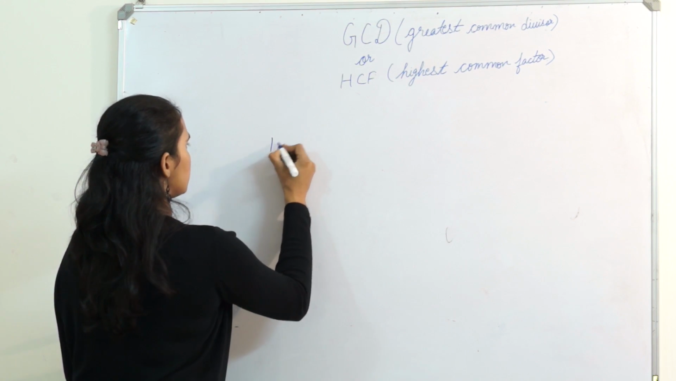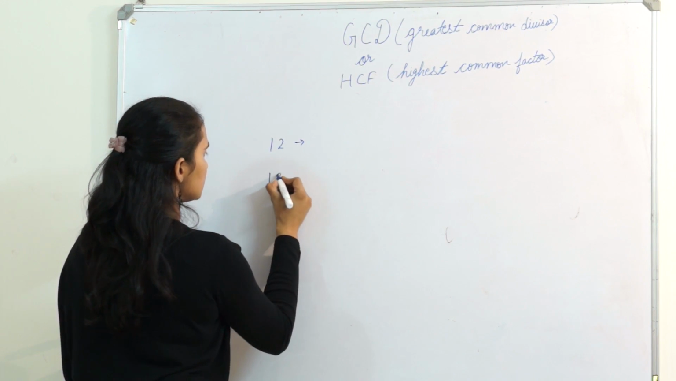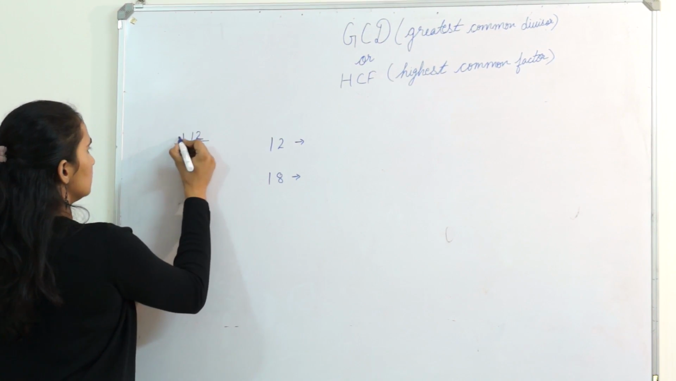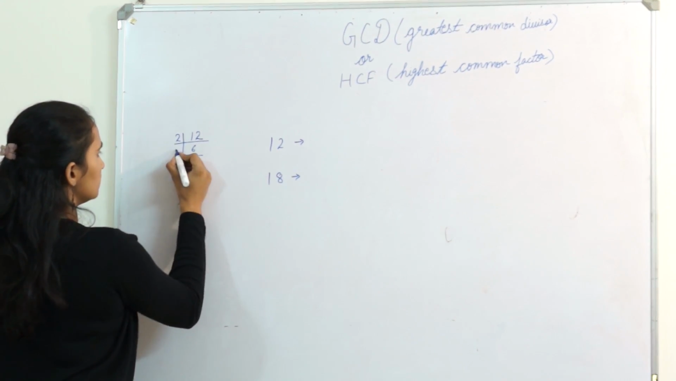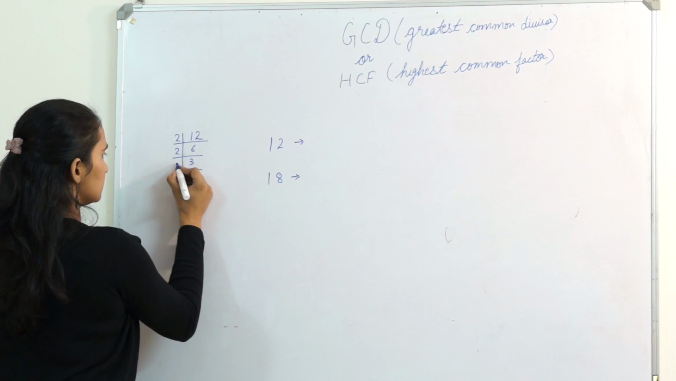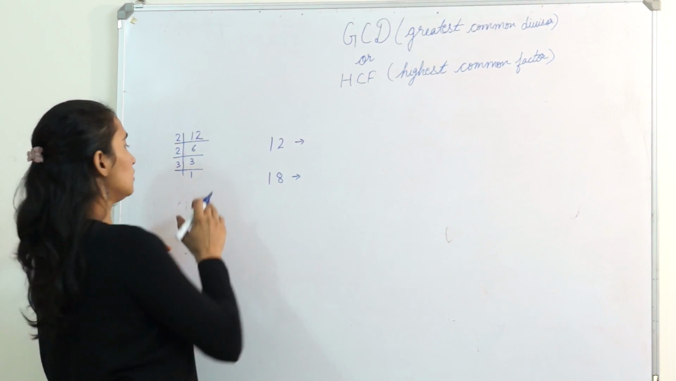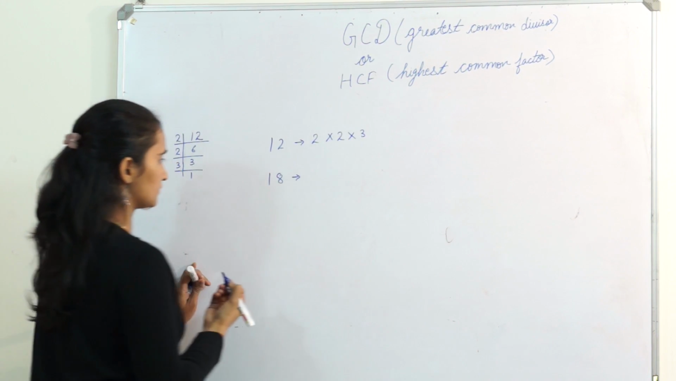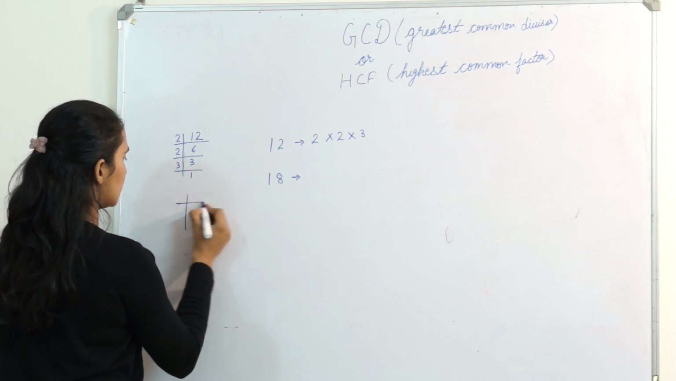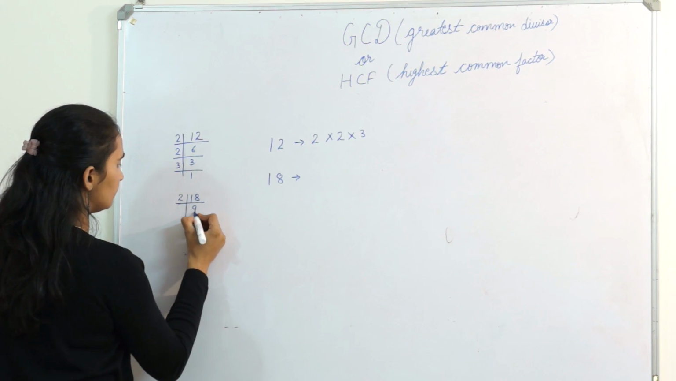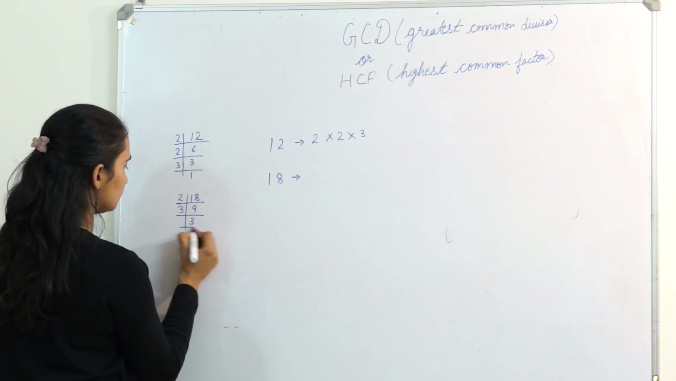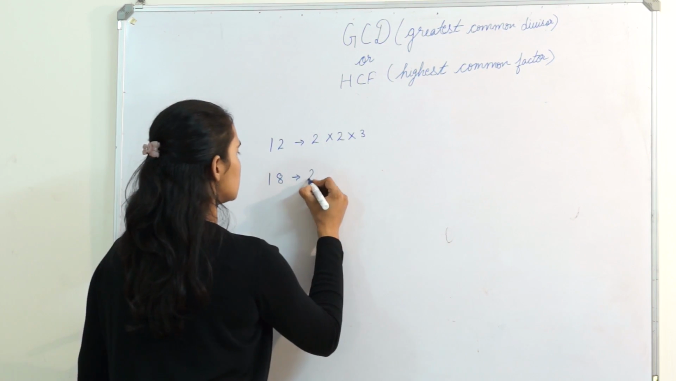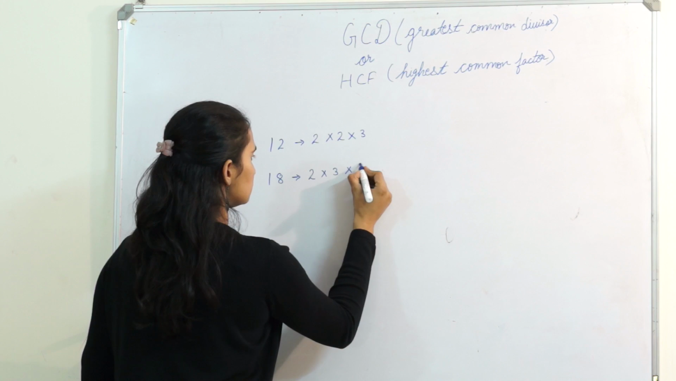Now my first number is 12 and the other number is 18. What are the factors of 12? Let's do the ladder method. 2 6s are 12, 2 3s are 6, 3 1s are 3. So my factors are 2 into 2 into 3. Then let's do 18. 2 9s are 18, 3 3s are 9. Always remember we are doing prime factorization. So 2 into 3 into 3.